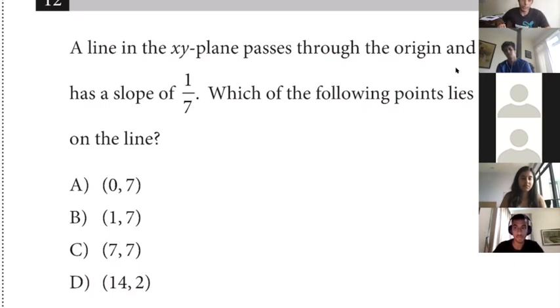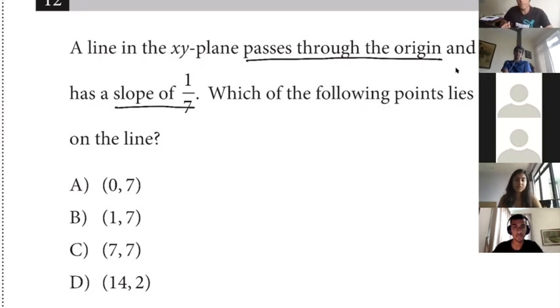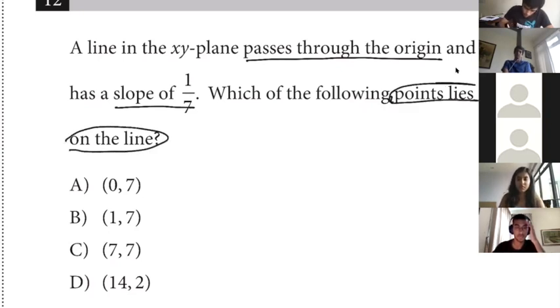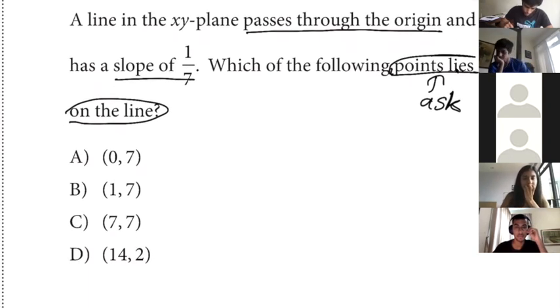So what do we highlight first in the question? I said the slope of 1/7 and the origin. Okay, slope of 1/7 and passes through the origin, right? Okay, perfect. And then any units? Nope, no units. What's the ask of the question? You're trying to find which of the points lie on this line. Points lie on the line. This is the ask, right? Perfect. And then keep reading the question, please.